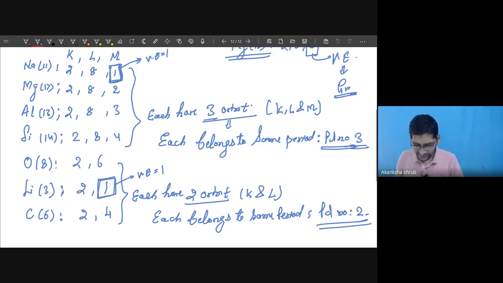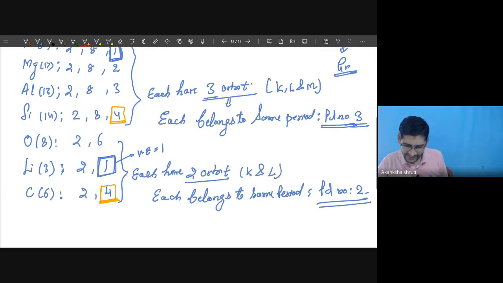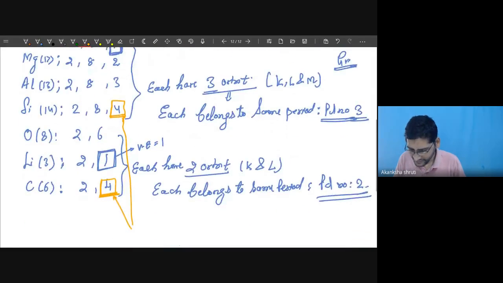Now coming to the other one. Yes, students? What could it be? The other one you are observing: silicon has valence electron 4 and carbon also has the same valence electron. Are you getting it? So the valence electrons can tell us in which group it lies. Let me write this: same valence electron, each one is 4 here. This implies they fall in the same group.